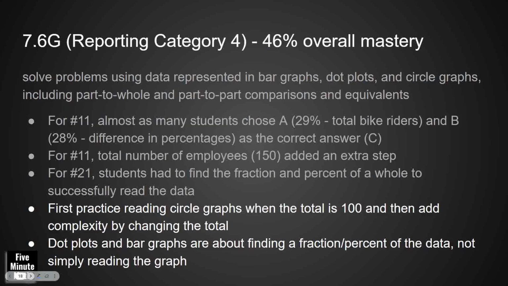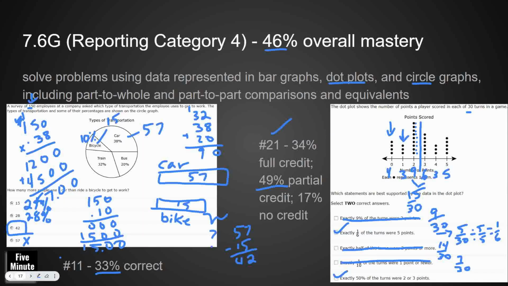So A, 15 was the total bike riders, right? That 10% of 150 is that 15, okay? And then some people just did 28. That's the difference in percentages, the 38 minus the 10. So we had a lot of misconceptions here, a lot of guessing, and partial attempts. With an equal distribution of these two, I understand how you can get 15 and 28.